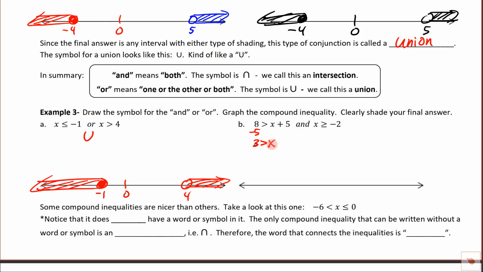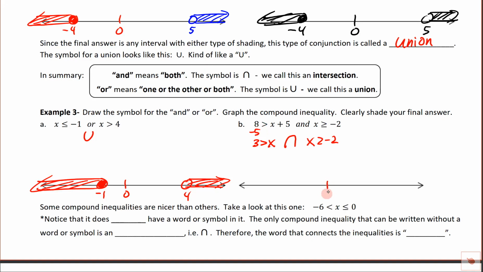Greater than x, or read backwards, x is less than 3. And that's going to be an intersection. So we want to know where these intersect, where these overlap. And then this one right here is x is greater than or equal to -2. So again, this one was already solved. This one was already solved. The first one we needed to go ahead and solve.